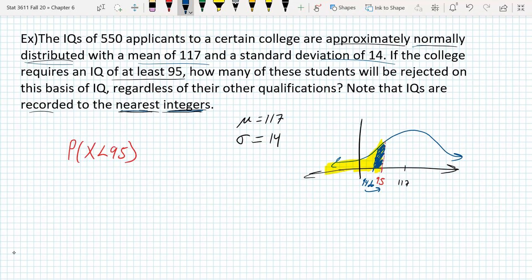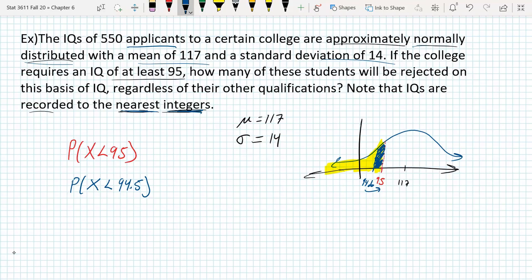So what we're actually going to look at is the probability. Since it's recorded to the nearest integers, we'd want the probability that X is less than 94.5. If you're less than 94.5, you would round down to a 94. That's a small detail that may or may not matter in terms of our end result, because we're talking about applicants, humans, and so it might not affect our rounding to the nearest whole number of applicants. We're not going to reject 0.3 applicants. So that may or may not be a big deal.